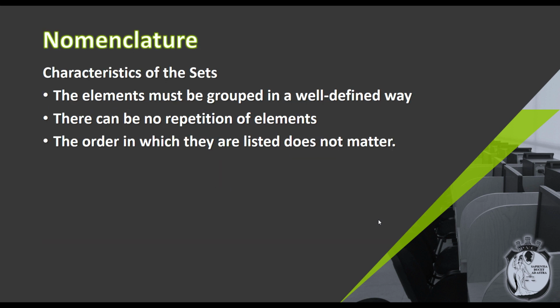Okay, the nomenclature, what characteristics a set has. Okay, the elements must be grouped in a well-defined way. Okay, there can be no repetition of elements. For example, if you use the element number 1, the number 1 appears only one time. Okay, the order in which they are listed does not matter. Okay, for example, it's not important to be ordered.